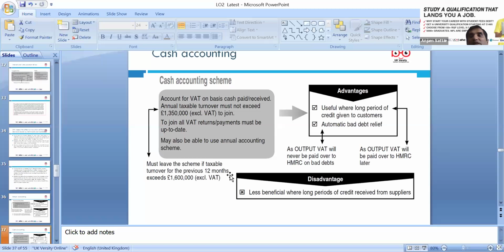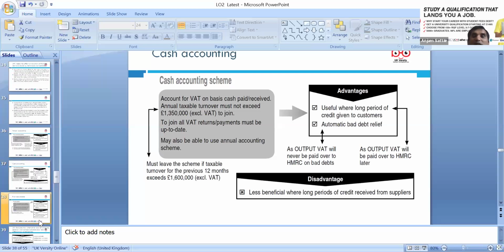And then of course, cash accounting is quite good for bad debts, so you only pay the VAT if you receive payment, and when you make payments, otherwise you're not going to pay. When you're paying the supplier or when you're receiving the cash from your customer, then you pay. If there are any bad debts, it can be automatically adjusted. Otherwise, the bad debts rule is 6 months.